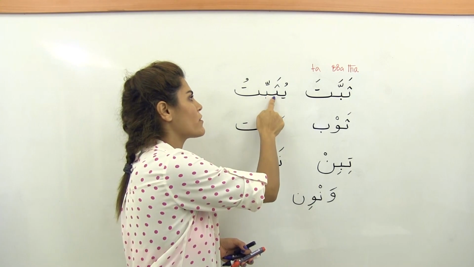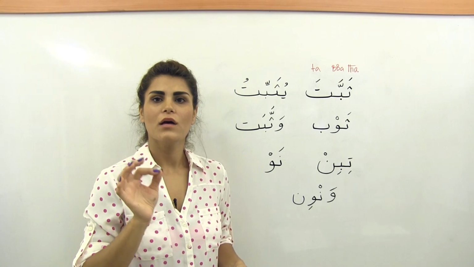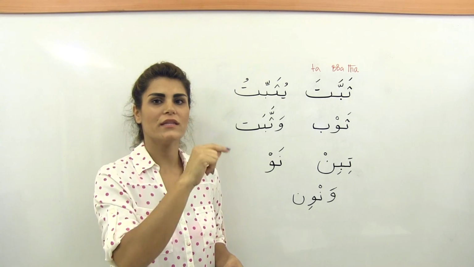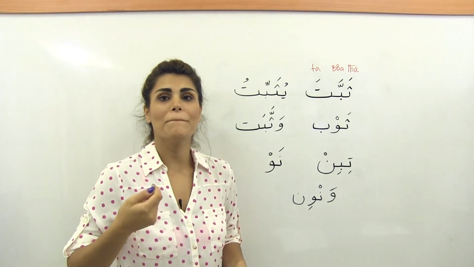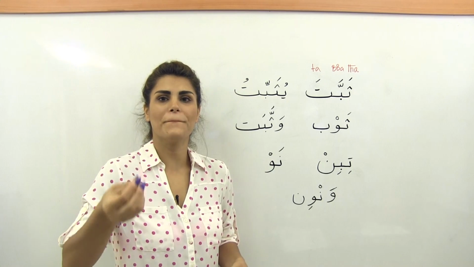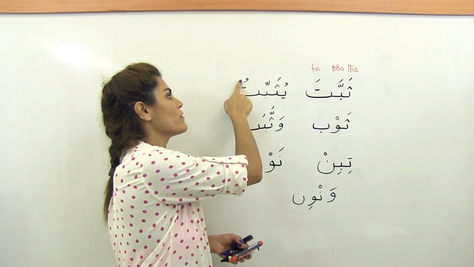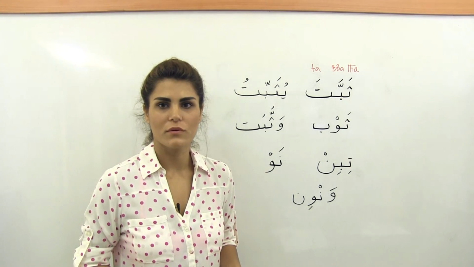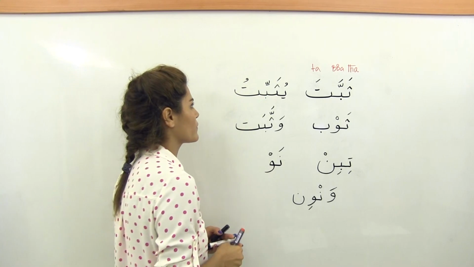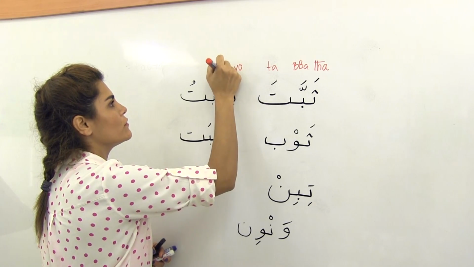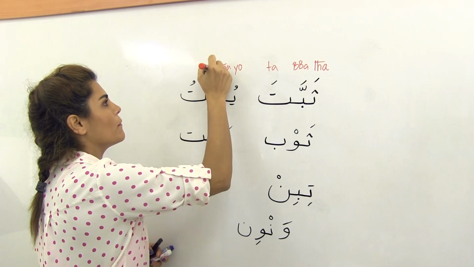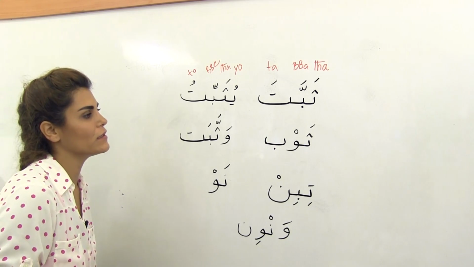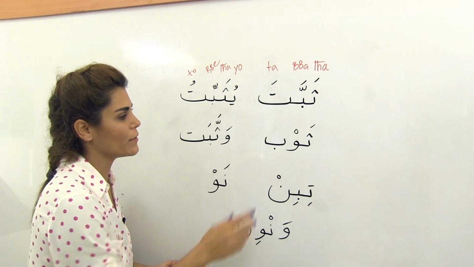The second one is ya with a dammah, it's yu. The second is tha with fatha, tha. The third is the letter ba with shadda and kasra below it, so it should be bi. So yu, tha, bi. And then the last one, ta with dammah, tu. Yuthabbitu. I'm going to avoid writing in chat, so you can just focus now on Arabic.